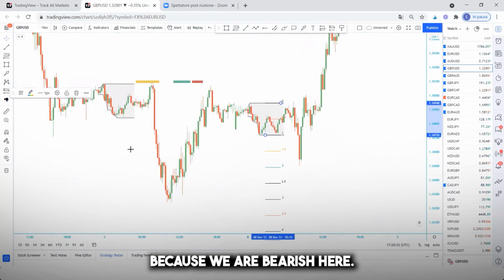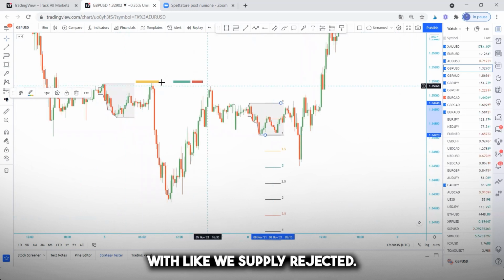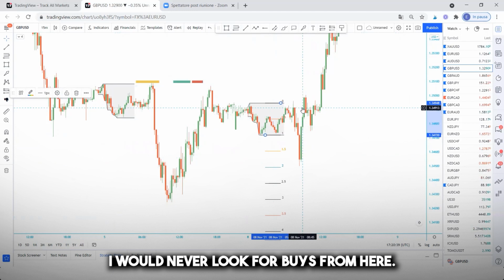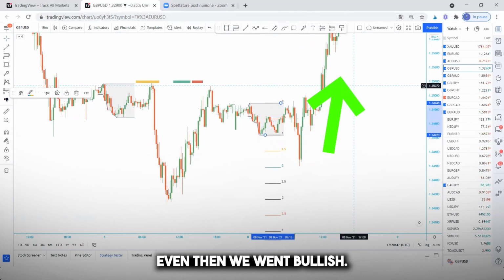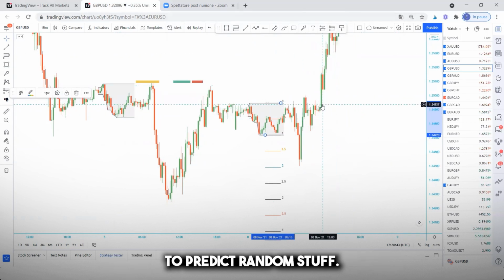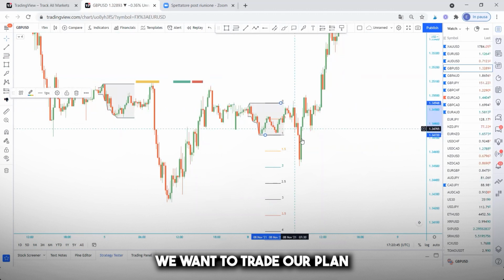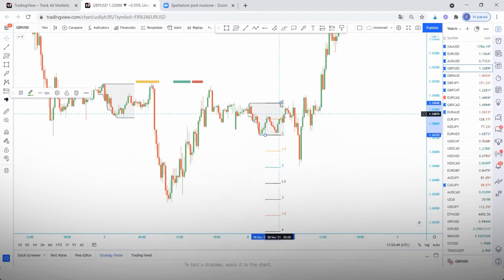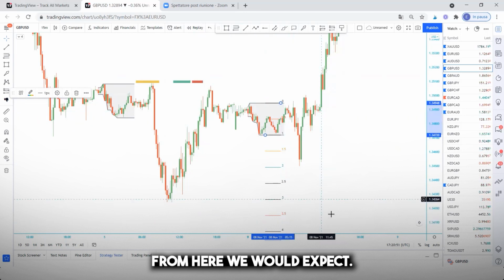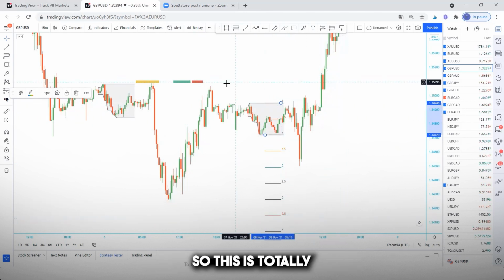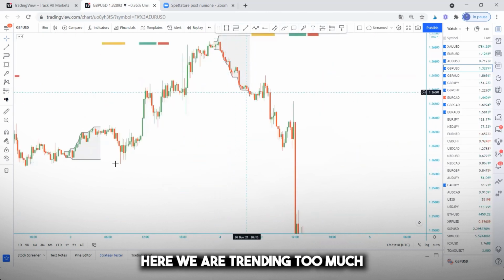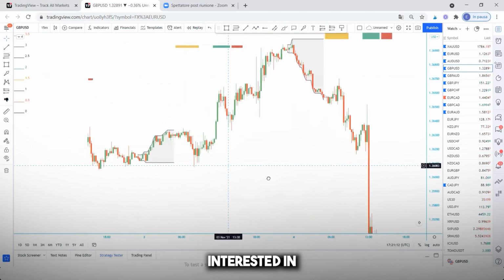Because we are bearish. Here we broke structure to the downside. We reached supply, rejected. We were going to the downside. I will never look for buys from here, even if then we went bullish, but we're not trying to predict random stuff. We want to trade our plan, and our plan wants to go with the trend. From here we would expect a new lower low, so this would totally be against the trend. Here we're trending too much. It's not an Asian range that I'm interested in.